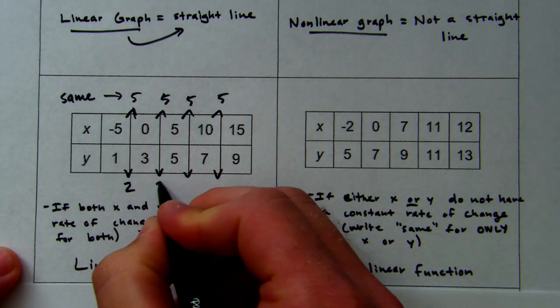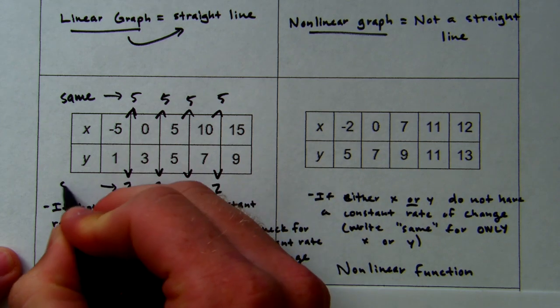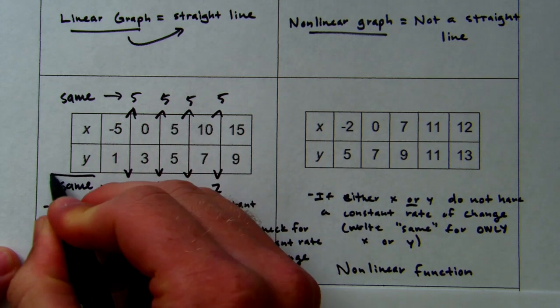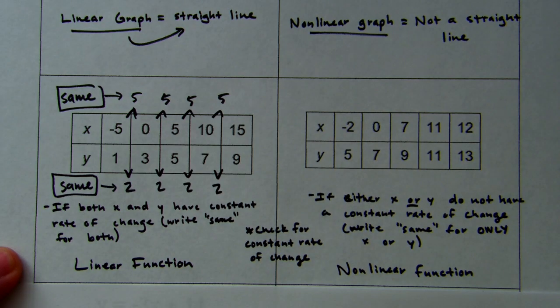So let's take a look. 2, 2, 2, 2. Wow, all of those are the same. So we wrote same twice. If both x and y have constant rate of change, write same for both. Boom, it's a linear function.